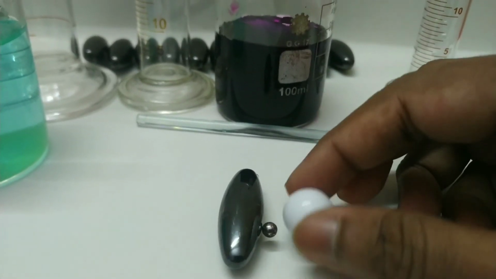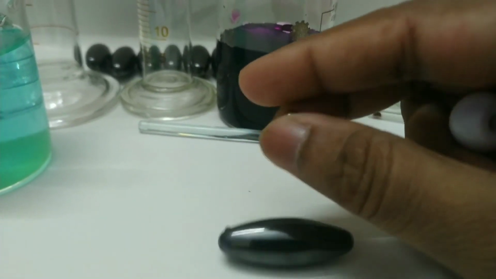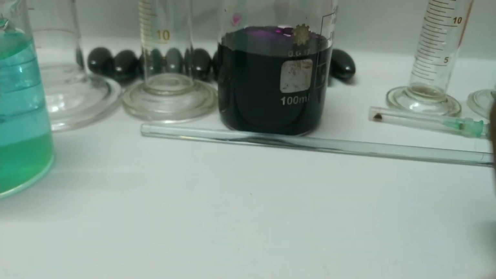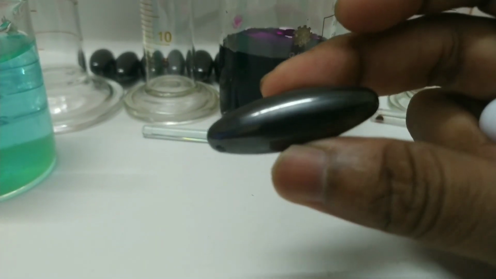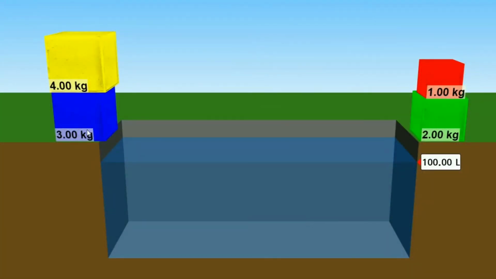Density of this plastic ball is comparatively much less than this iron ball and the egg magnet. Look at these 4 colored blocks. All of these blocks have the same density.